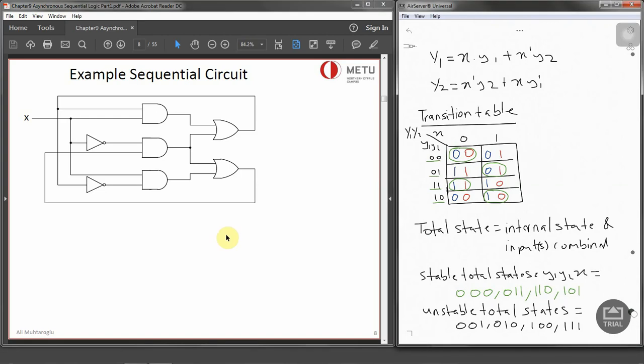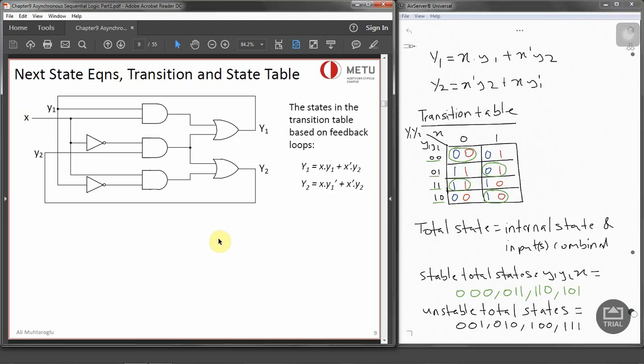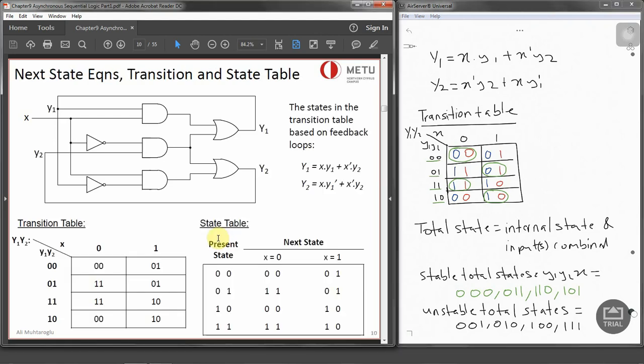This example showed us how we can derive a transition table and find out the total stable states from the transition table for an asynchronous sequential circuit. On the other hand, we can also use a flow table to represent these transitions.